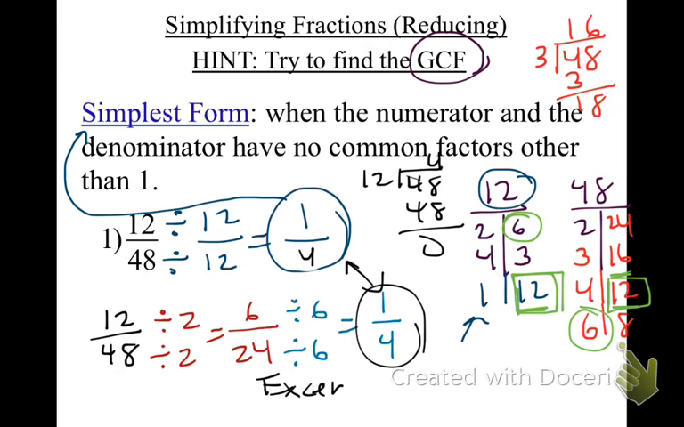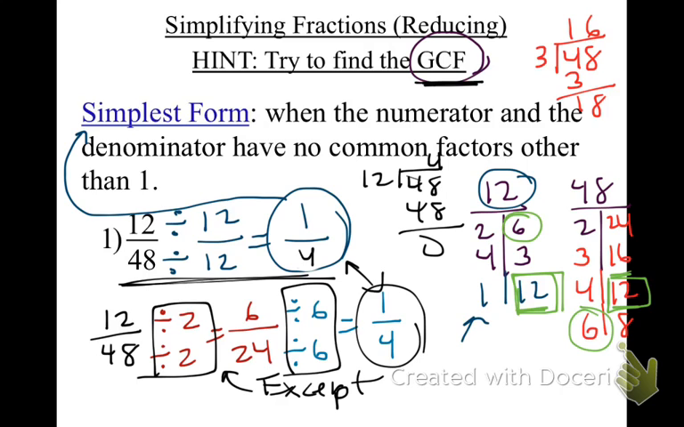except this took a lot longer. So it's up to you. Either you can find the greatest common factor, which you simplify only once, or sometimes if you do 1 step and then 2 steps to get your answer.